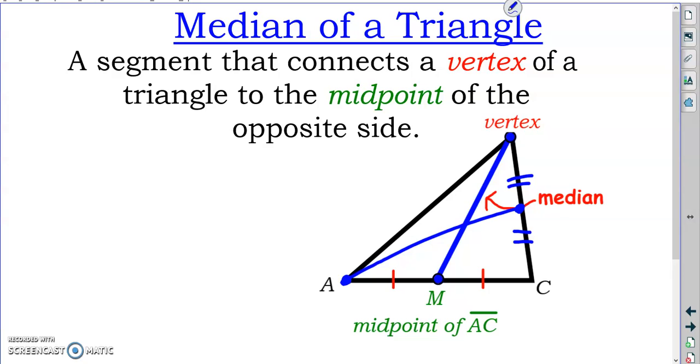And then we also have a median from vertex C all the way to the midpoint on the opposite side. And I'm going to mark those as congruent, but I'm going to use 3 tick marks because they don't have to be the same length as these segments.